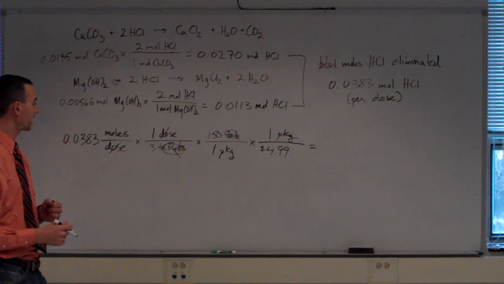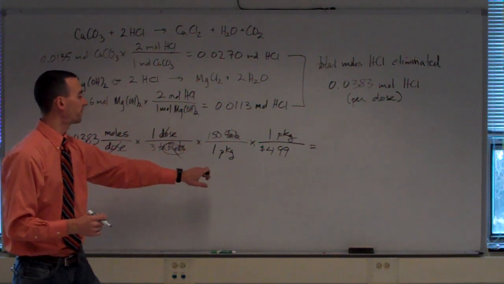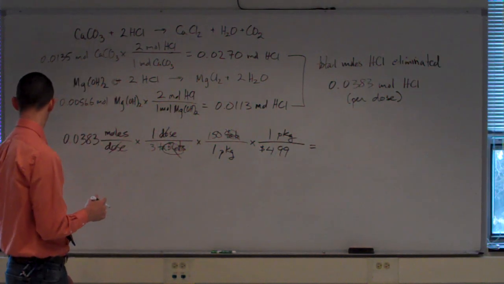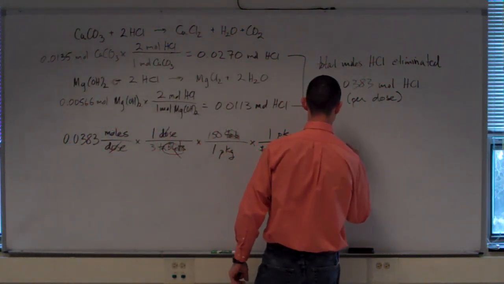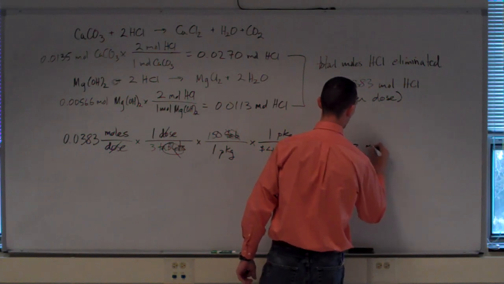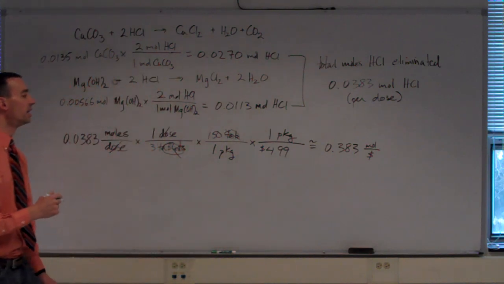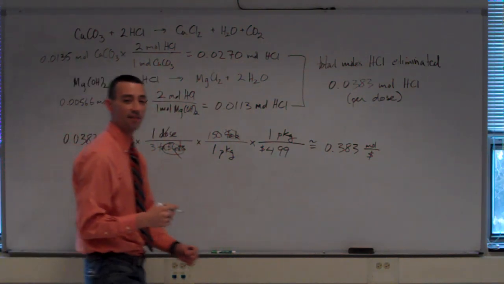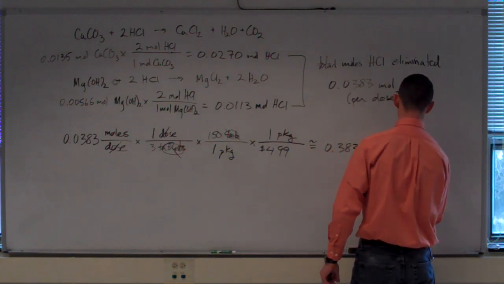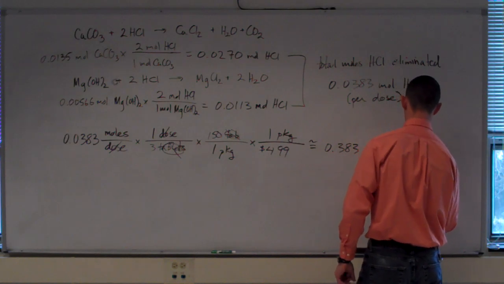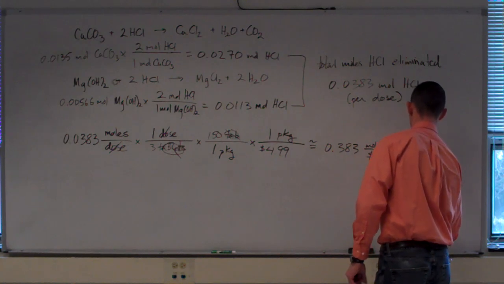I don't have my calculator handy, but you should be able to run these numbers through. Essentially, you're multiplying by 50 divided by 5, so you're really just multiplying by 10. I would think your answer should come out to be approximately 0.383 moles per dollar. And that should be the cost effectiveness. This is the theoretical cost effectiveness of Rolaids.